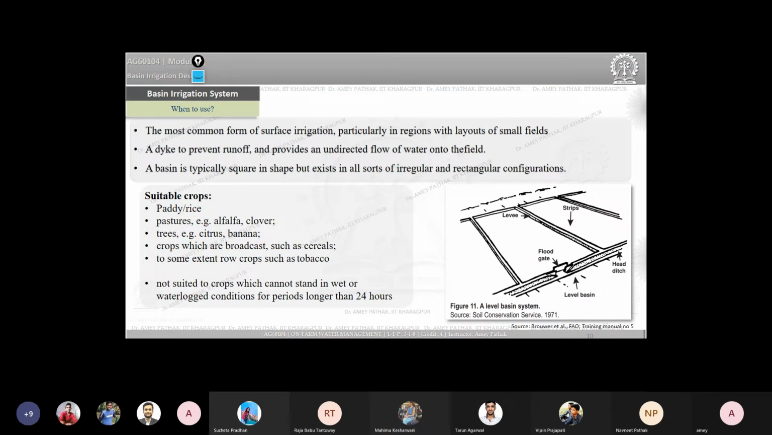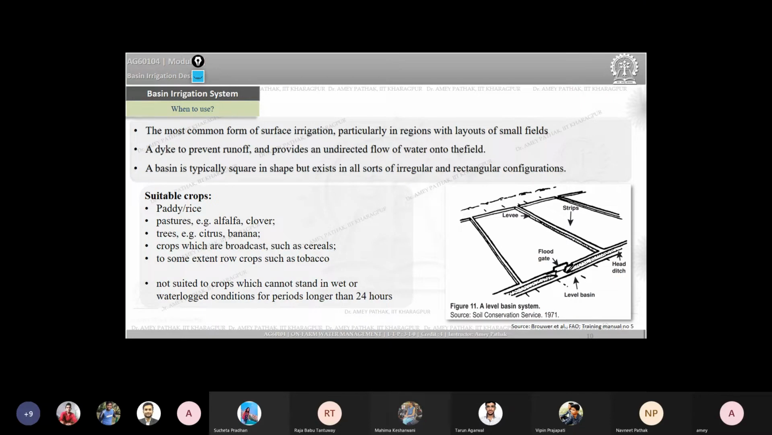Basin irrigation is a very simple technique, the most common form of surface irrigation system, which is particularly suitable in regions with small field sizes. Here we construct the dikes. Once we apply the water, we want it to remain in that basin, and it should infiltrate vertically downward.